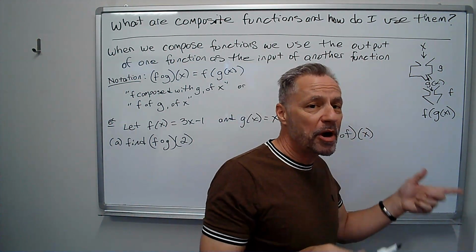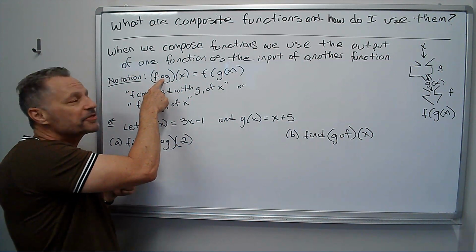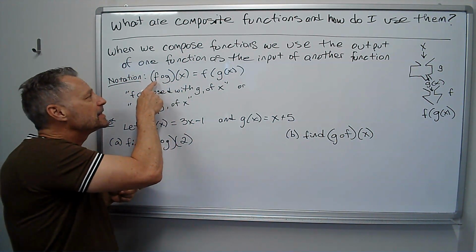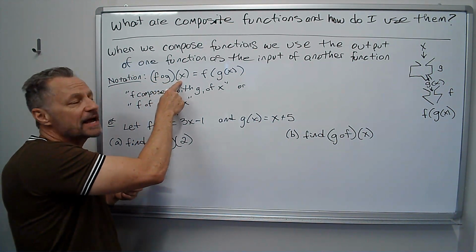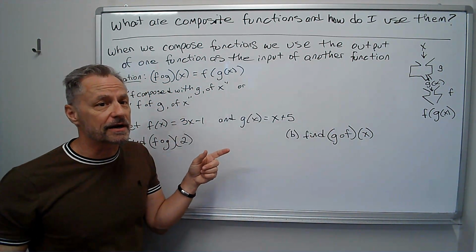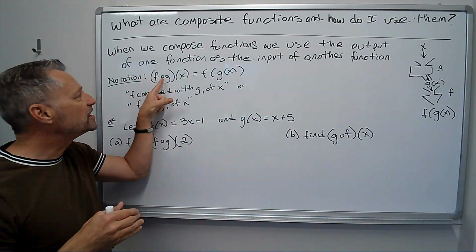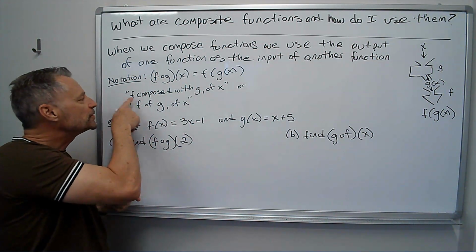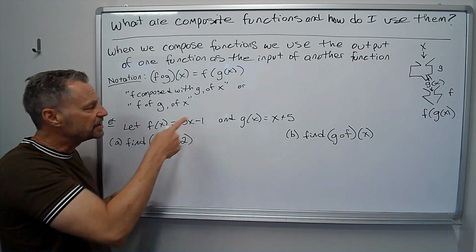So when we compose functions, oftentimes they'll use the notation f with a little circle, g of x. It's not a dot. If it was a dot, that'd be f times g. It's a little circle, f of g of x, just what we wrote over there. If you see it this way, it looks like "fog", but it's f of g of x. We can read it as f composed with g of x or f of g of x.